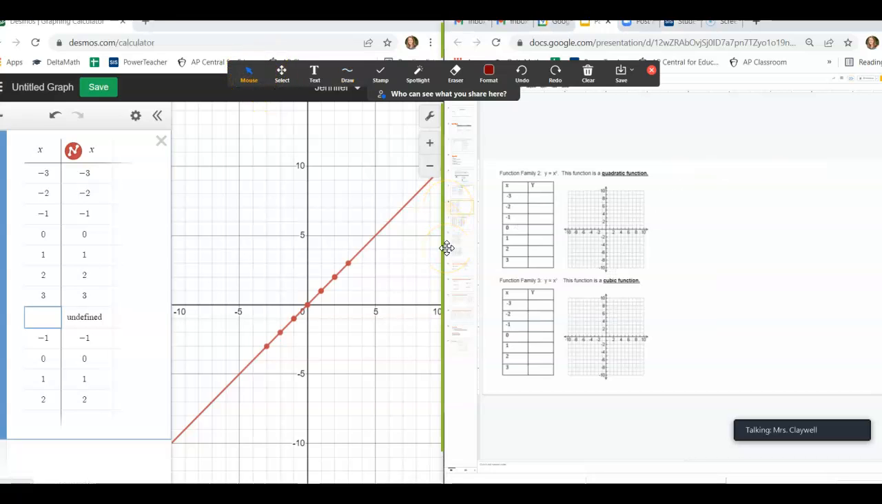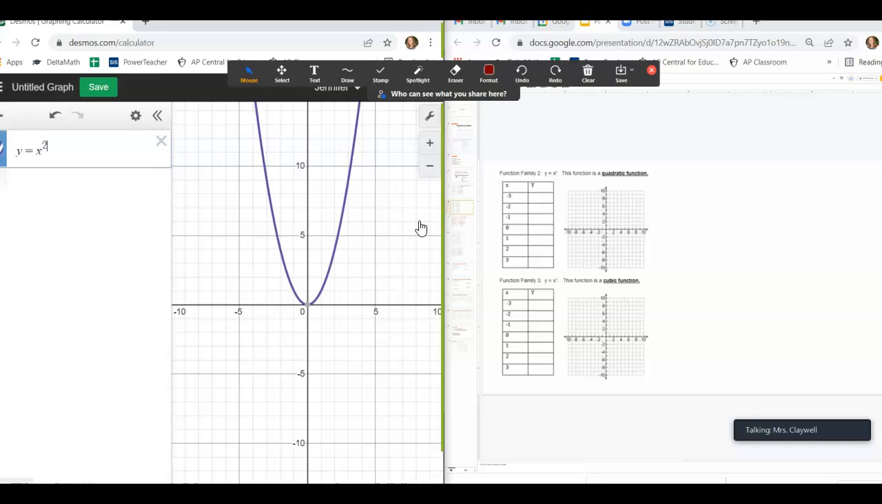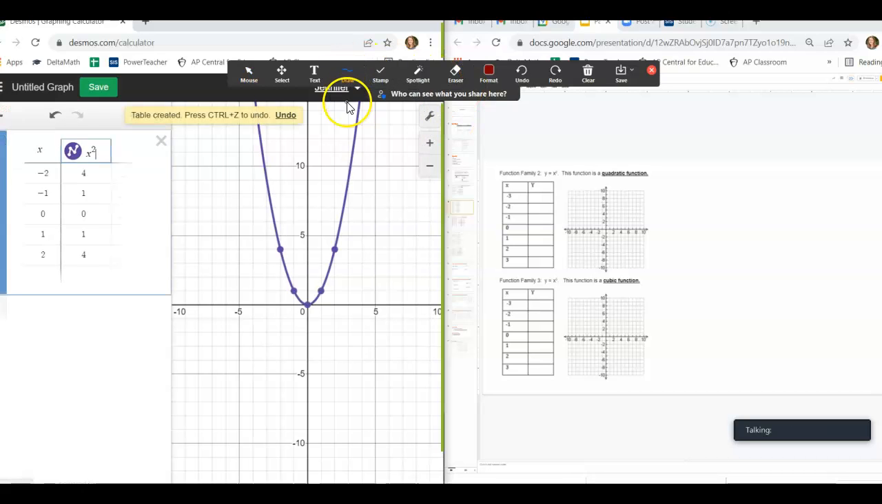Our next function is a quadratic. This is y equals x squared. And then if I want a table, I have 4, 1, 0, 1, 4. And it's going to look something like that.